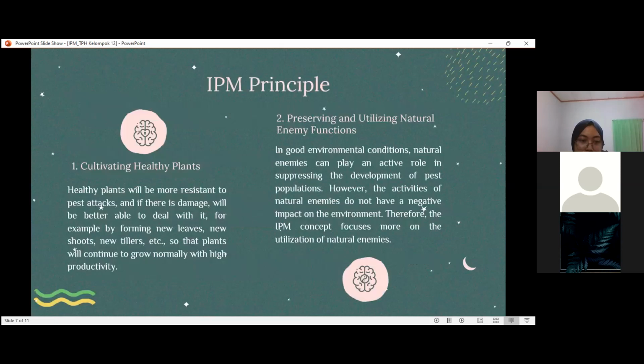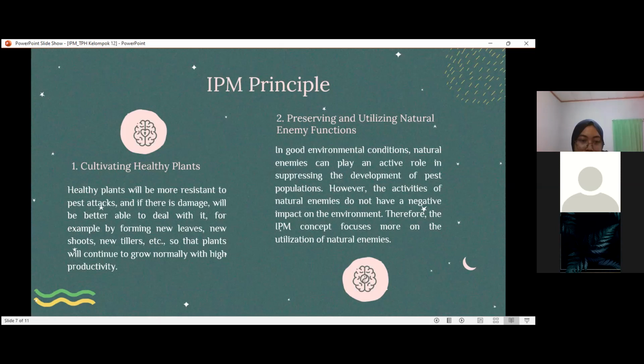IPM principle number one, cultivating healthy plants. Healthy plants will be more resistant to pest attack, and if there is damage, will be better able to deal with it, for example, by forming new leaves, new shoots, new tillers, etc. So that plants will continue to grow normally with high productivity.